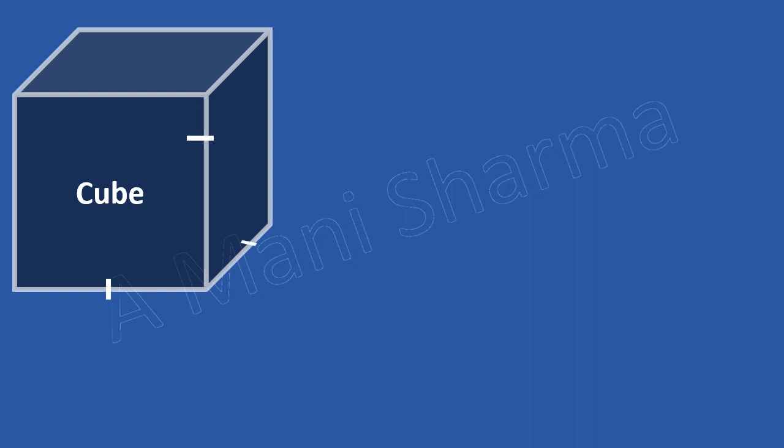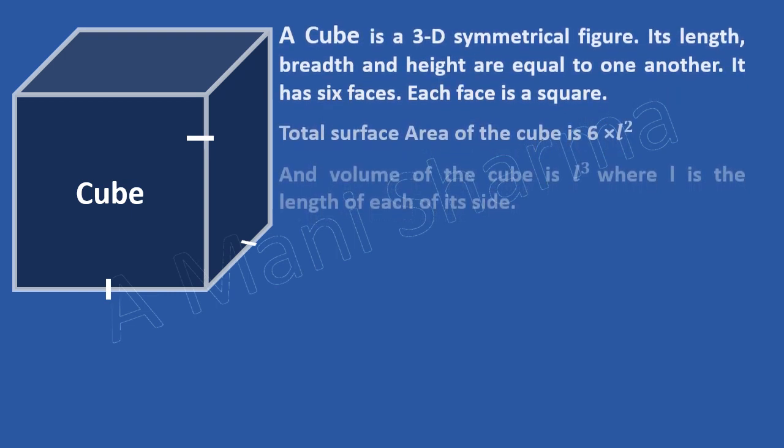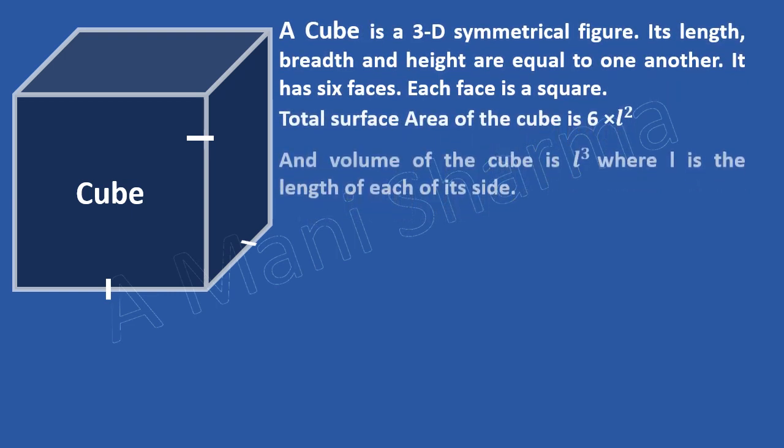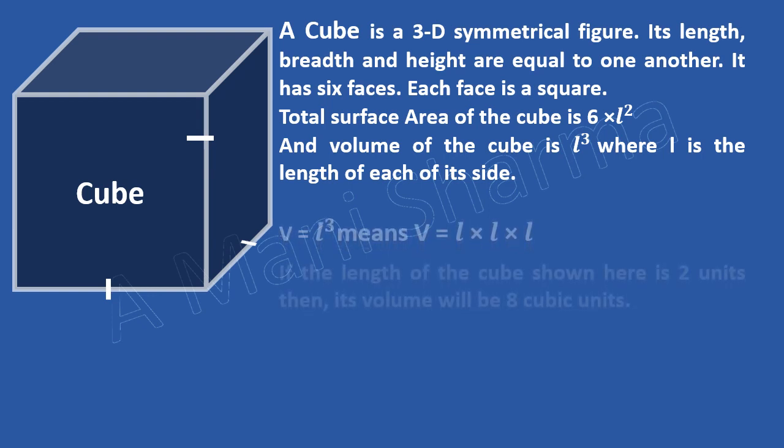Children, you have gone through this very topic, that is cube, many a times. The chalk box kept in your classroom is the perfect example of a cube. A cube is a 3D symmetrical figure. Now you might be thinking, what is symmetrical? Symmetrical is nothing but if you cut the cube from between or in the middle, you will find two equal parts on both the sides.